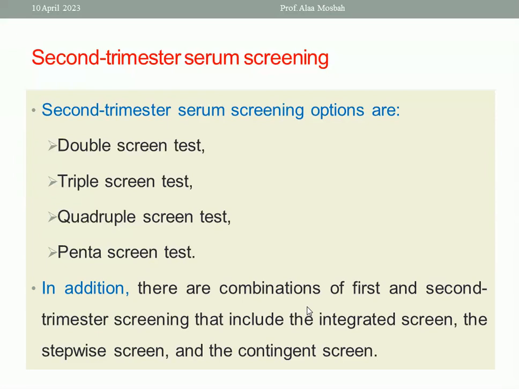What about second trimester serum screening? Second trimester serum screening options are the double screen test, triple screen test, quadruple screen test, and pentascreen test. This is not the only available test. In addition, there are combinations of the first and the second trimester screening tests that include the integrated screen, the stepwise screen, and the contingent screen. We want to understand these expressions. Okay, we'll see later on.